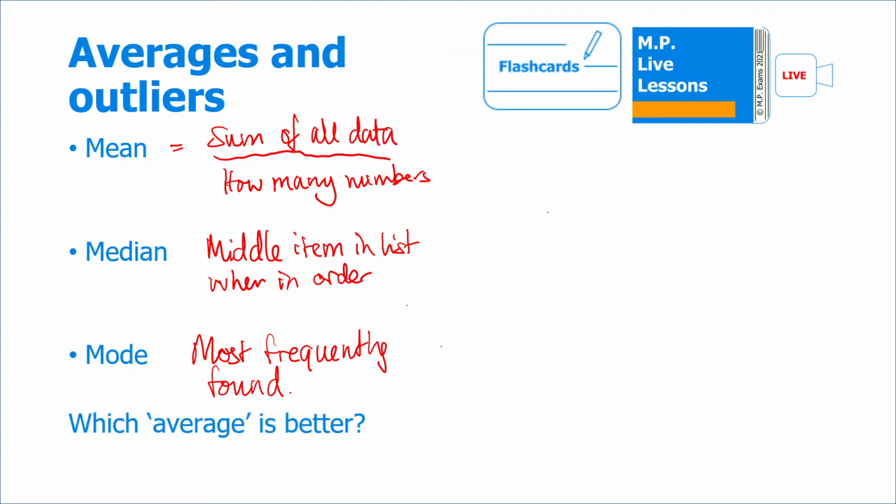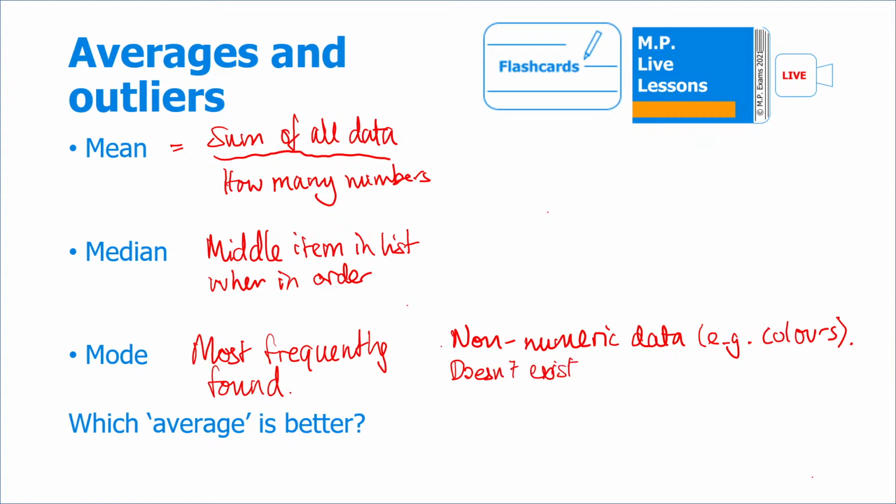Now, here's a bit of discussion. Which average is better? Pause this video if you like and try and figure it out. So first, I would say the mode is the worst kind of average, but it's best when it's dealing with non-numeric data, like colors, because means and medians can't do much there. It's not quantified. However, it's quite useless, I'd say, because sometimes it doesn't exist. Because, for example, if a number appears once, or all of the numbers appear once, the mode doesn't exist because nothing is the most frequently found.